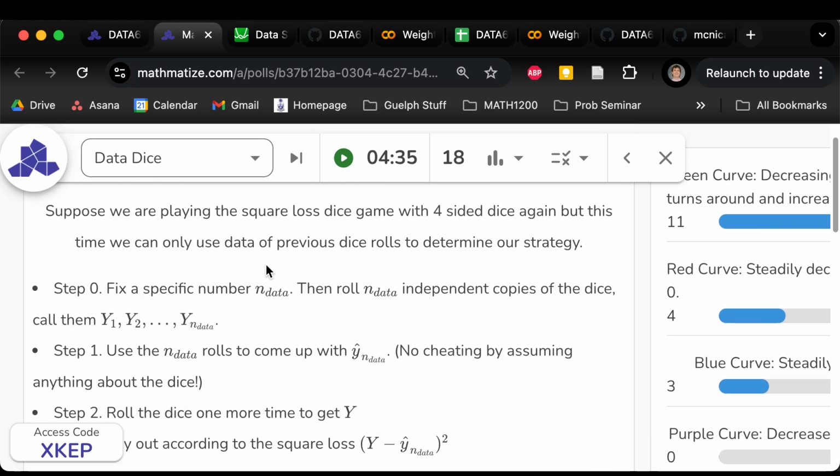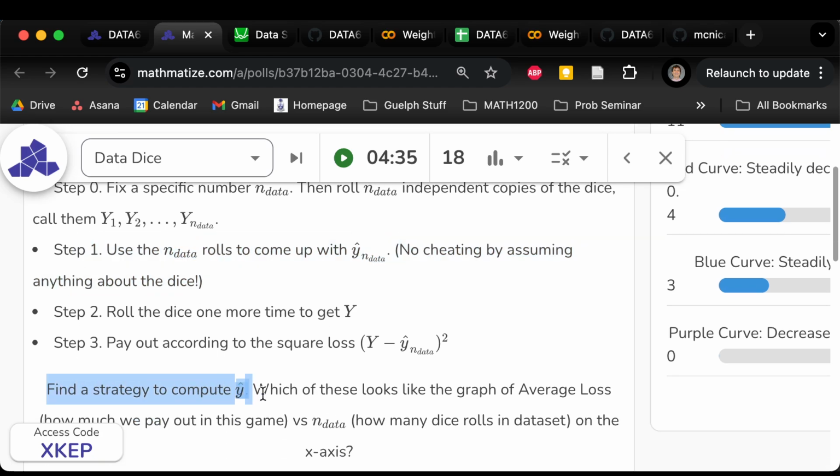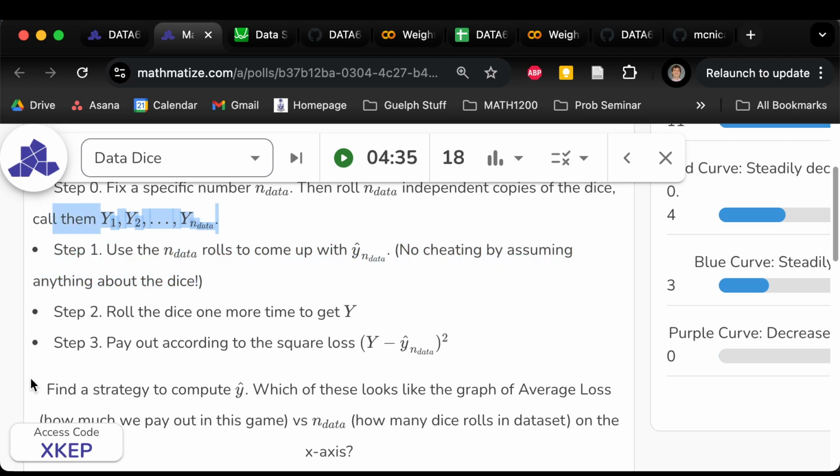Like, how are you doing it? So you have this data set, you got to come up with y hat in step one. What is the strategy? How are you going to compute y hat in step one? What do you do? So you take this data and you do something to it. What do you do? Anyone want to share?